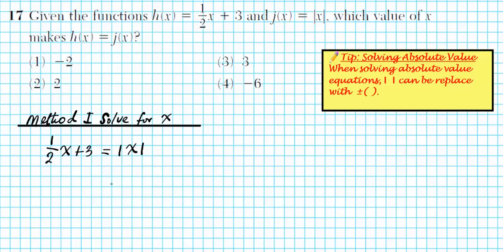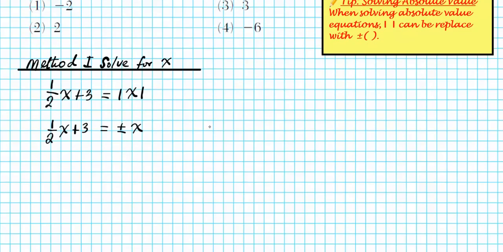Since h of x is equal to g of x, now what can I replace these absolute value bars with? As indicated in our tip, the absolute value bars can be replaced with plus or minus x. Plus or minus, okay? Now this plus or minus requires us to split the equation into two, okay? So we're going to split it. The first equation will be 1/2 x plus 3 equals negative x, so that's the minus piece, and then the other one will be 1/2 x plus 3 equals positive x. All right, so when we solve these two equations, one of the answers should match the options that we have up here. Now let's solve the negative one first.